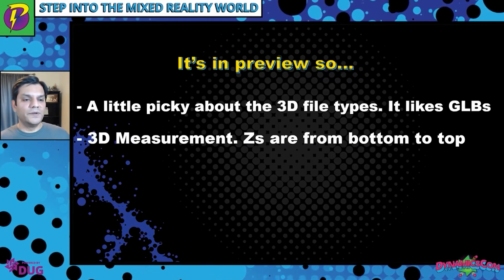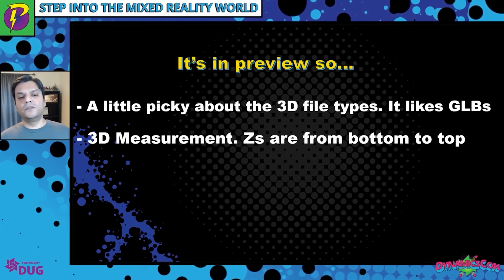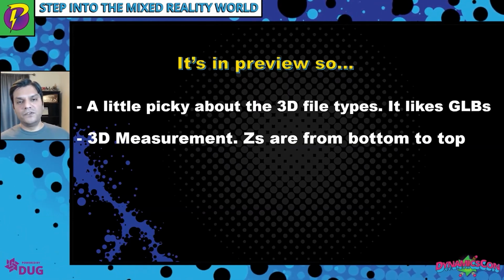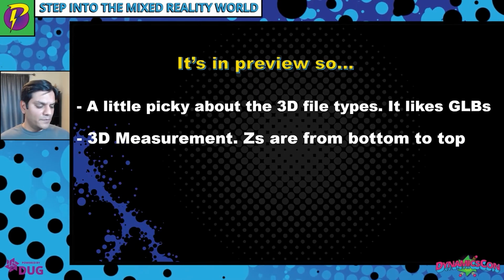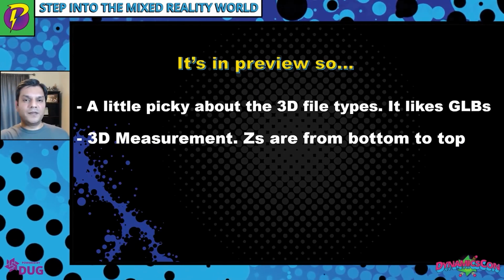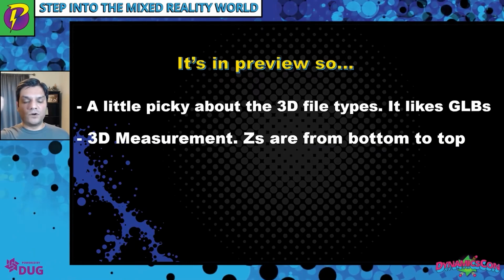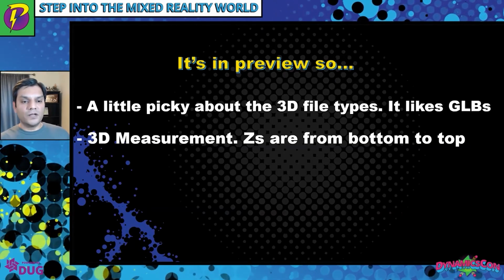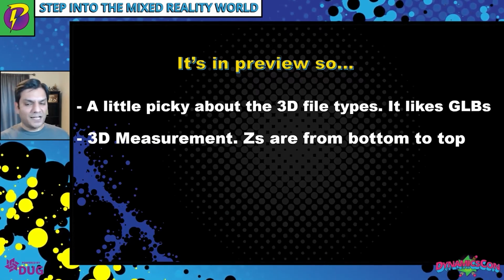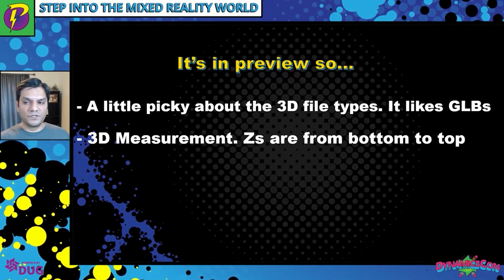The second thing is, in the 3D measurements, the Z is always from the bottom to the top. What that means is, if I'm measuring the 3D views, I measure from the bottom, go the whole area, and when I want to measure the volume, you can only go from the bottom to the top. You cannot go from the top to the bottom. I can even show you an example of that if time permits.